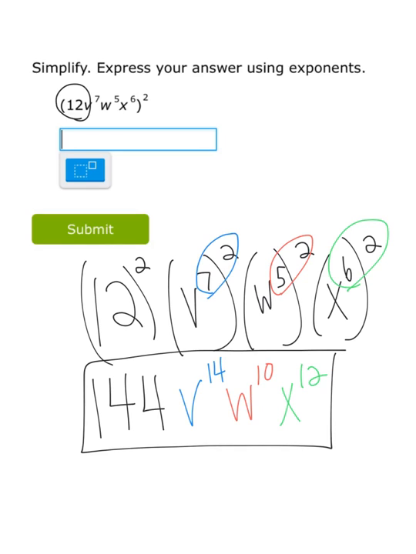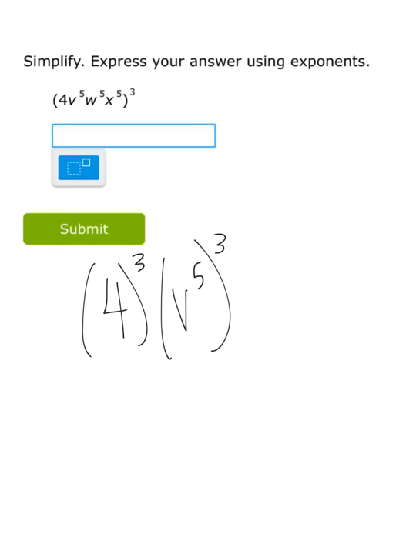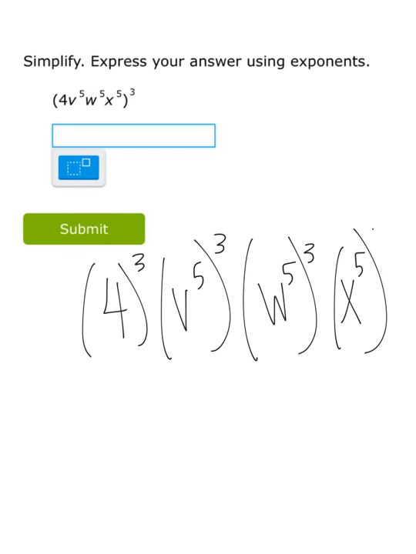All right, let's look at the very last example. This time I'm raising everything in the parentheses to the third power. So let's start with the 4. I would have 4 to the third power, then v to the 5th to the third power, w to the 5th to the third power, and then x to the 5th to the third power.